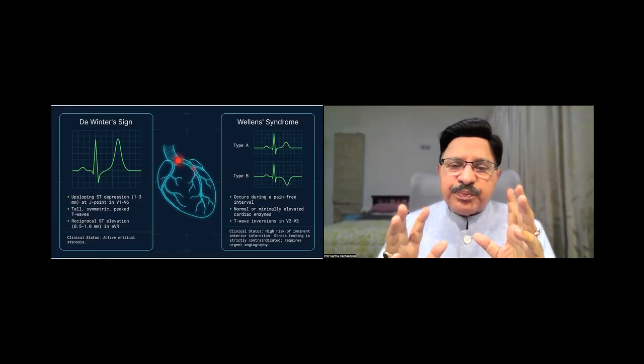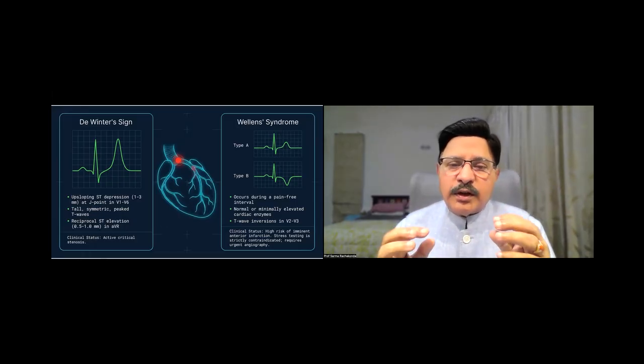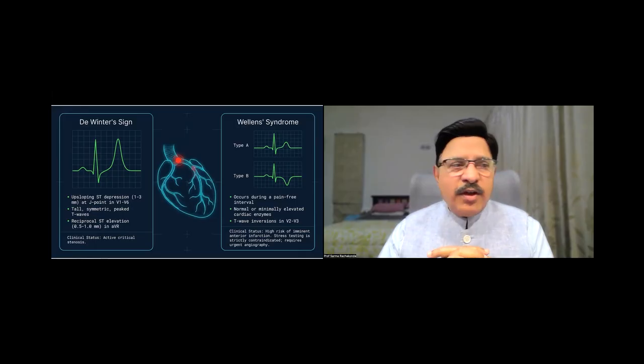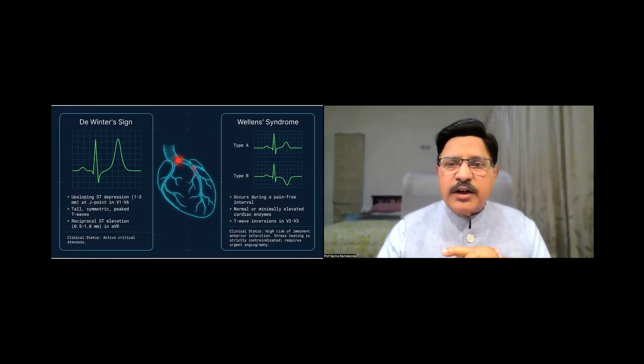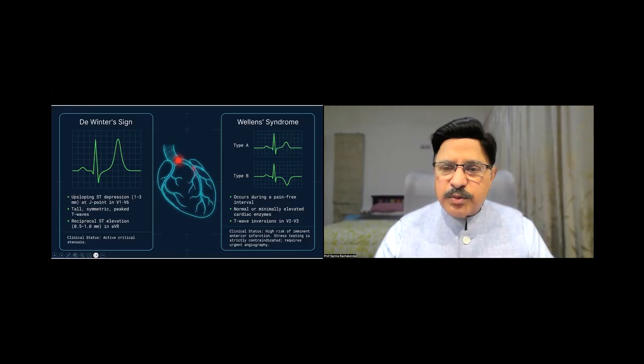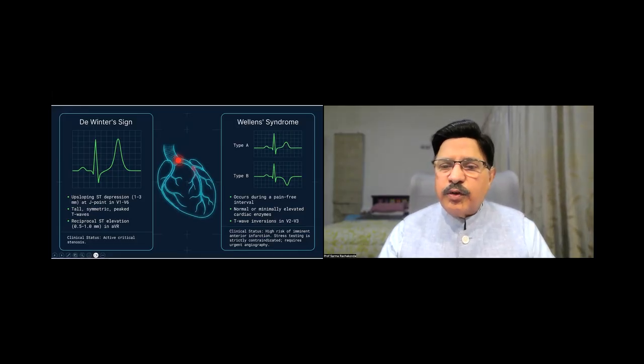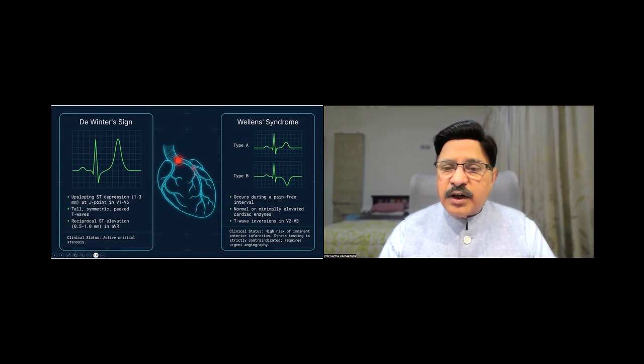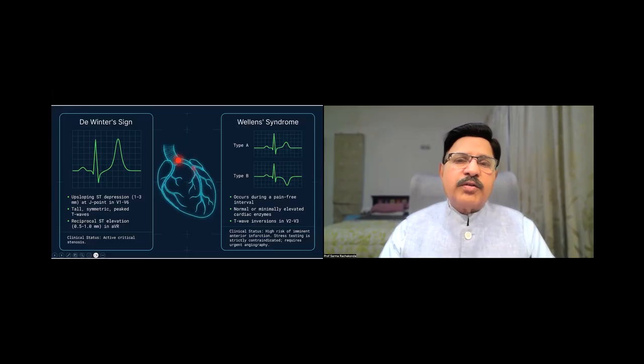This is the so-called widow-maker warning sign. Wellens syndrome. What is Wellens syndrome? Type A and type B. Occurs during the pain-free interval, normal or minimally elevated cardiac enzymes, T inversions in V1 to V3. What is the clinical status? High risk of imminent anterior infarction. And stress testing is strictly contraindicated, requires urgent angiography.